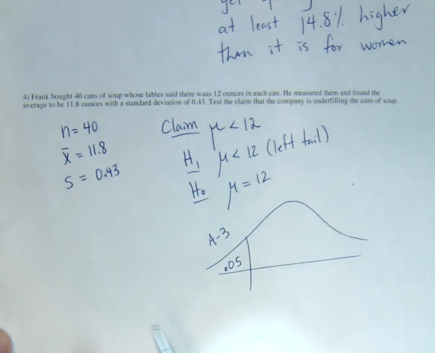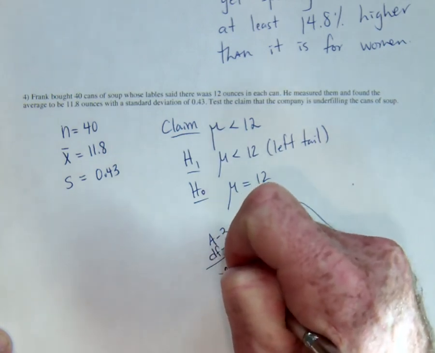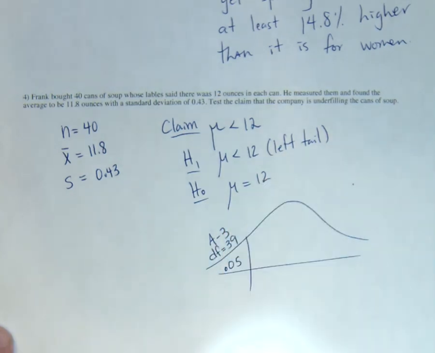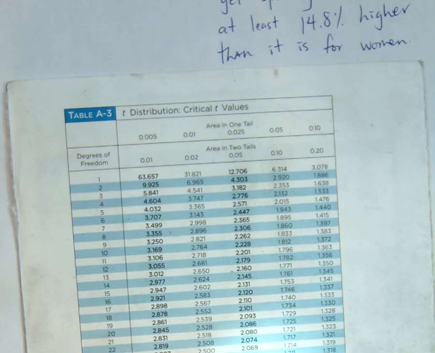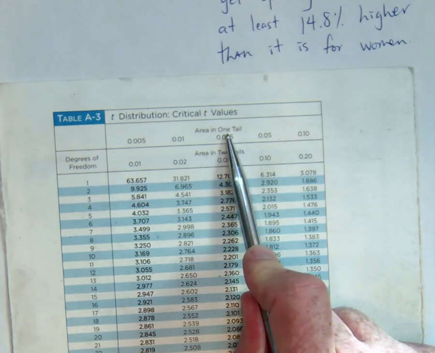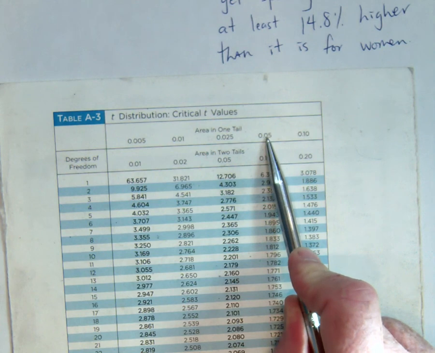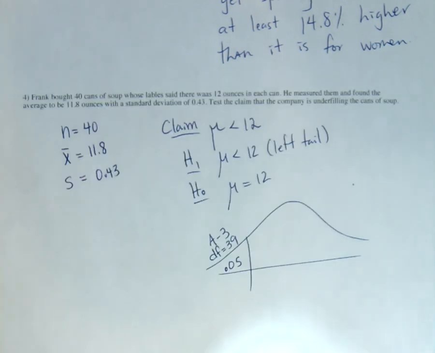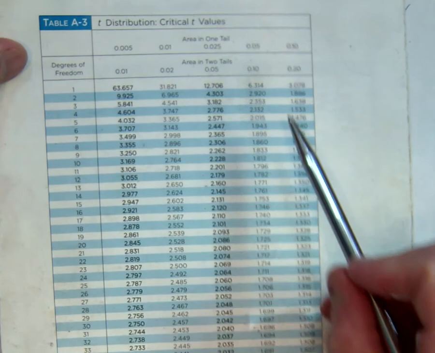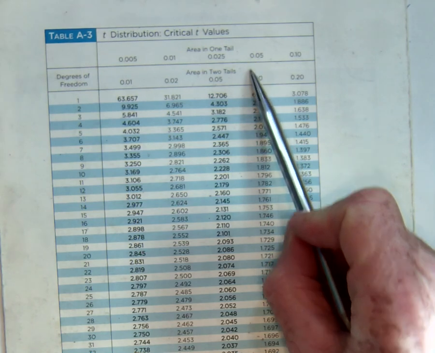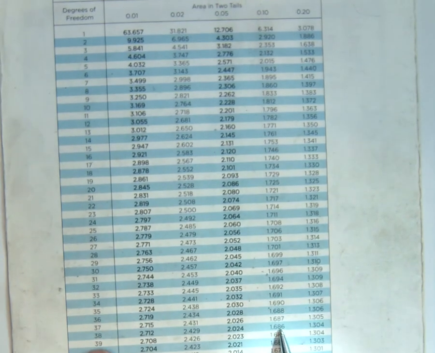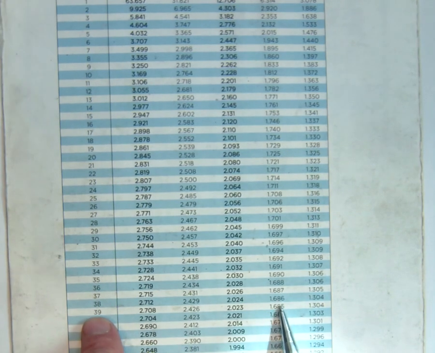Since we're testing a claim about the mean, we're going to be using a t-test, so that's table A3. For table A3, we need degrees of freedom, which equals 39. And then we're going to need to use, let's see, this one. Area in one tail, 0.05. And then degrees of freedom was 39. So 0.05 in one tail, 39 is down here, down in the glare. There it is. So it's 1.685.